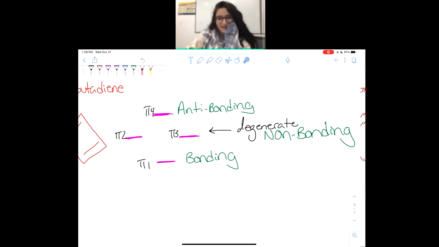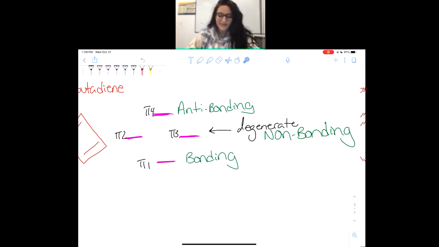I know you're probably thinking, well, we still have an even number, so why couldn't pi 1 and 2 be bonding and 3 and 4 be antibonding, right? But remember what I said for benzene, you can't cut an energy level in half. So degenerate orbitals have to have the same status, so either bonding, antibonding, or non-bonding. Does that sort of make sense? Yes? Okay, cool. And yes, I could definitely repeat that.